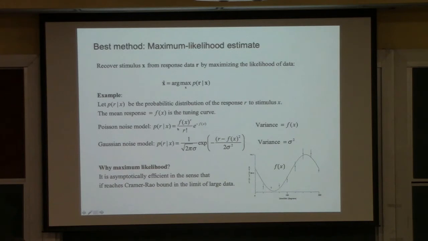For the Poisson model, when you have a bigger response, the variance is also bigger. Right? So that's actually closer to the truth. All right, so this is just two examples.